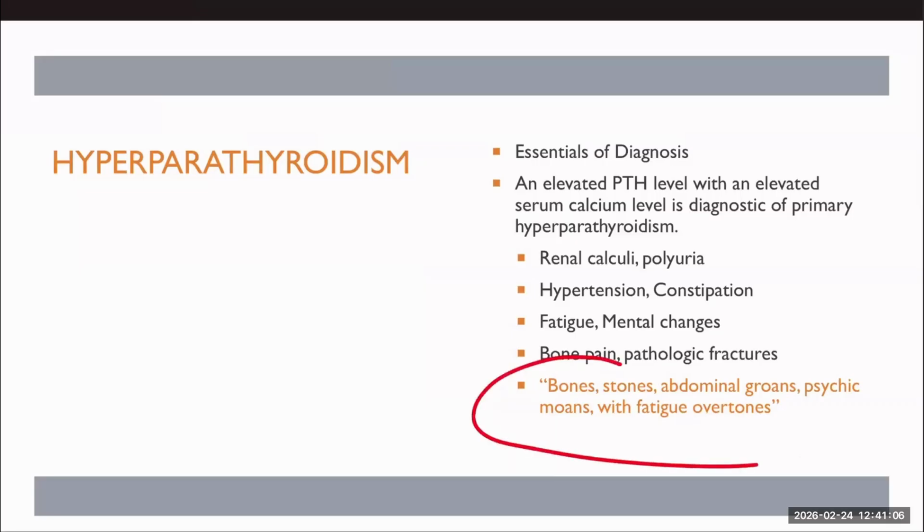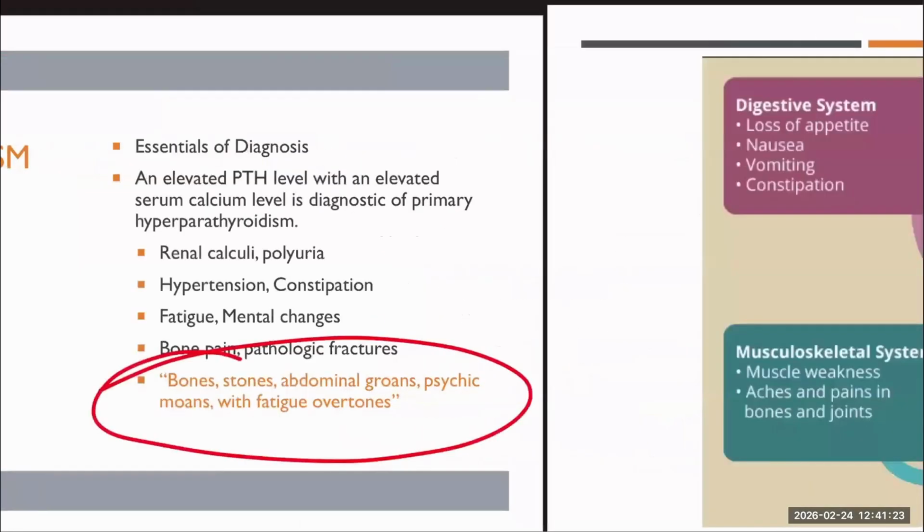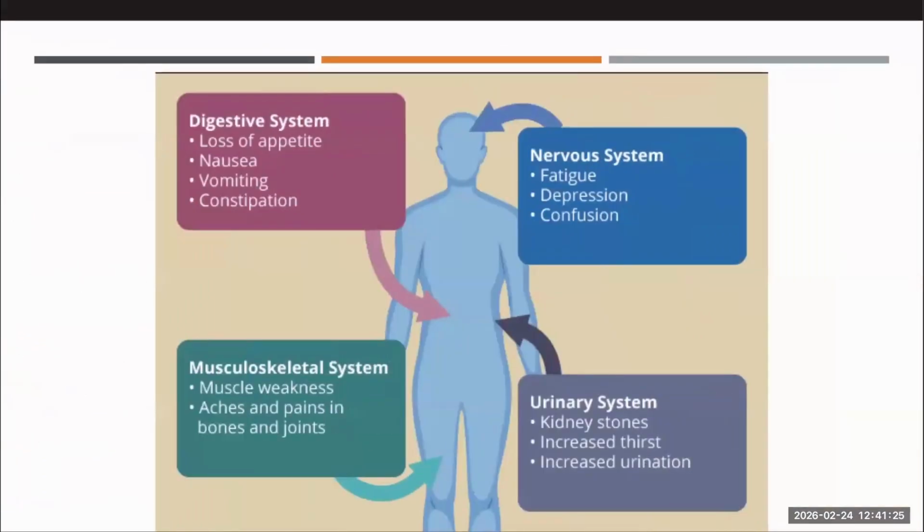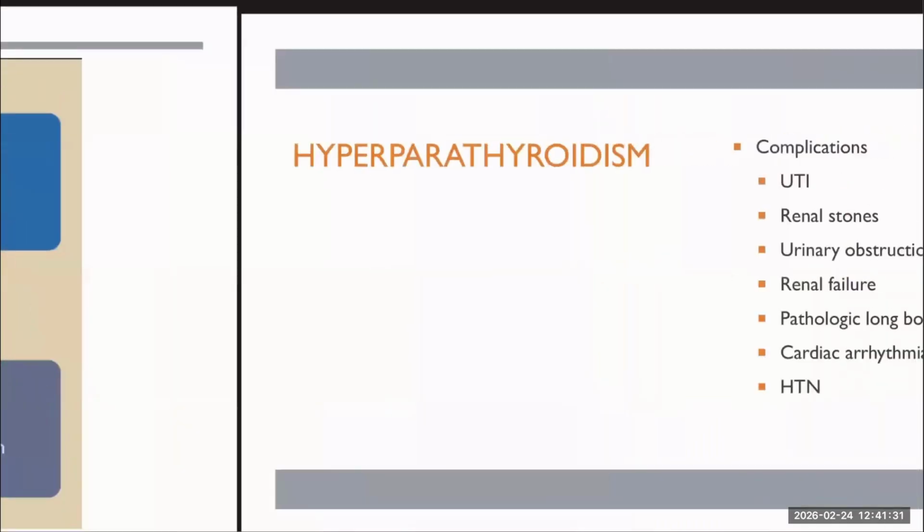This last thing in orange is the mnemonic to remember the symptoms of hyperparathyroidism: bones, stones, abdominal groans, psychic moans with fatigue overtones. So all the different things that hyperparathyroid patients have. Again, just reviewing the signs and symptoms your patients will have, it's going to affect nervous, digestive, musculoskeletal, and obviously the urinary systems.